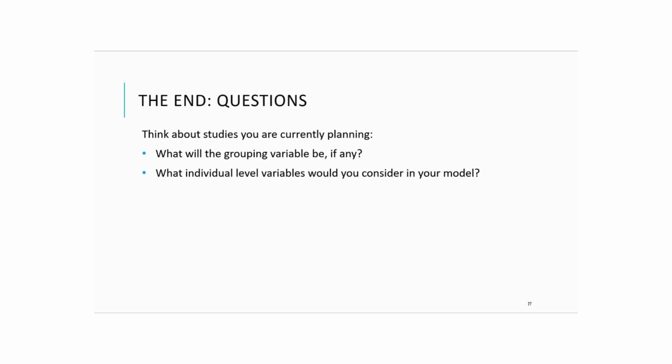We've discussed the random and fixed effects for a hierarchical linear model. I hope that you've understood it, and if you've not, you can always go back and read through, and maybe ask questions when we meet in person. As we come to the end, think about studies that you're currently planning. What would be the grouping variables, if there would be any, and what would be the individual level variables that you would consider in your model?